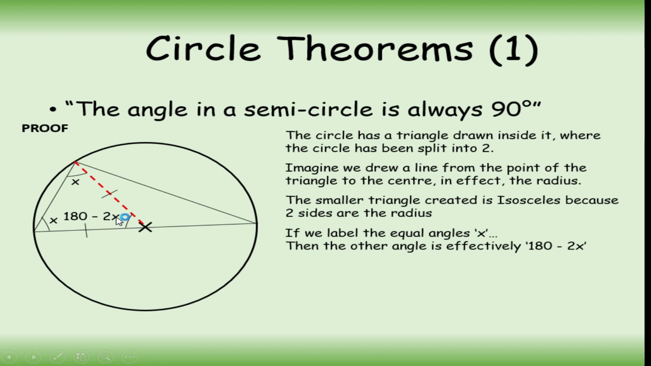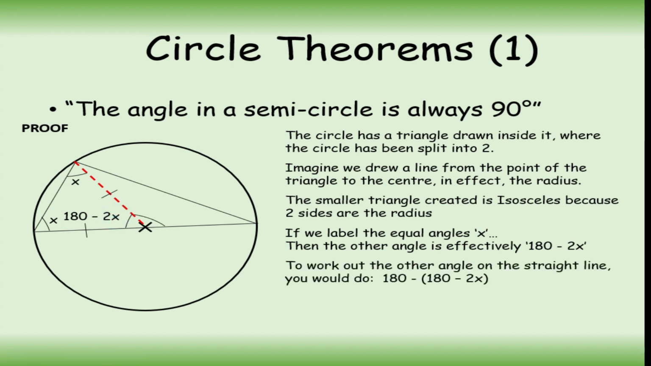Now this is a theorem which we have just proven. Now to work out the other angles on the straight line, you would do 180 minus 2x. So it means that now that I know 180 minus 2x, I want to find this side. You know, angles on a straight line sum to 180. So we take this angle from 180 to get this angle. That is what we are saying by 180 minus 180 minus 2x, and then you get your final answer.